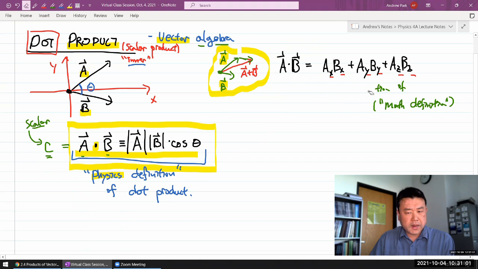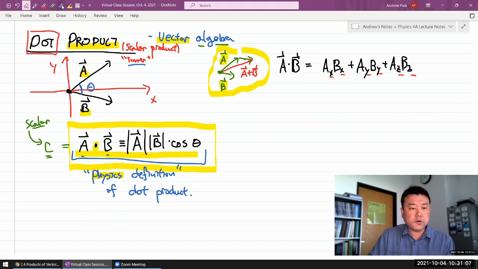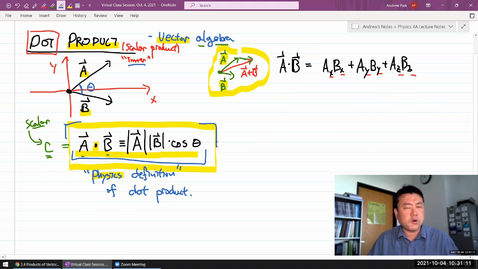Now, what I can do, and the reason for this lecture, is let me give you the justification for using this as our definition. Or rather, let me show the equivalence between the physics definition of the dot product and the math definition of the dot product. And in fact, this is another reason we prefer this instead of the other one.